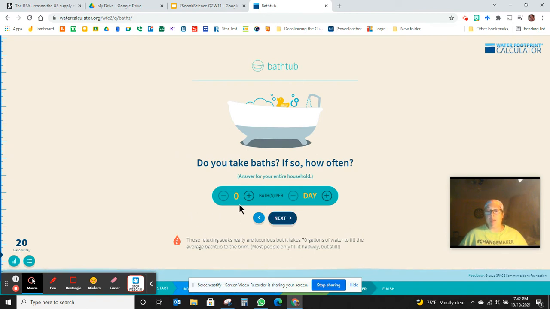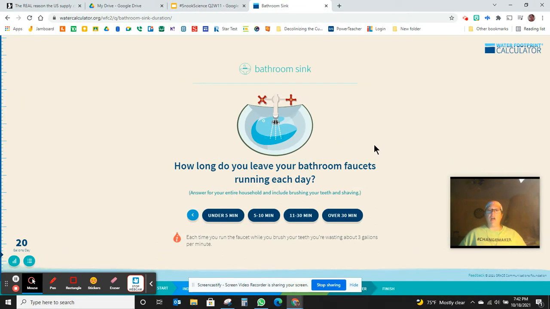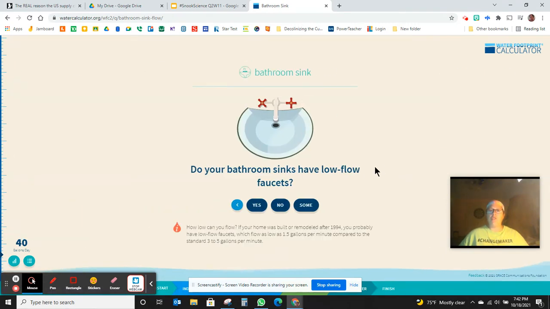Let's say I did take a bath. I could say 1 bath per week, per day, per month, per year, but I don't take any. So I'm going to put 0. Next, how long do you leave your bathroom faucets running each day? Well, I run my bathroom faucets to brush my teeth, but only to wash my toothbrush. So I'm going to say under 5 minutes. Next, do my bathroom sinks have low flow faucets? I'm going to say no.